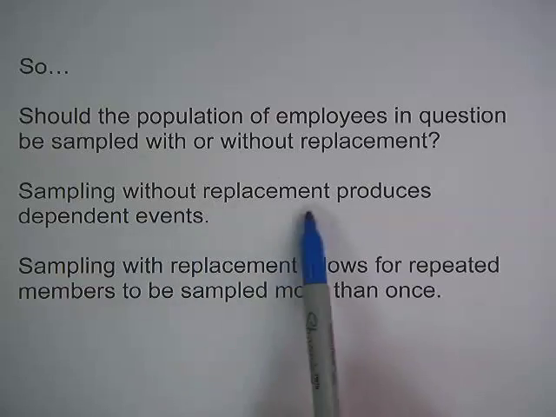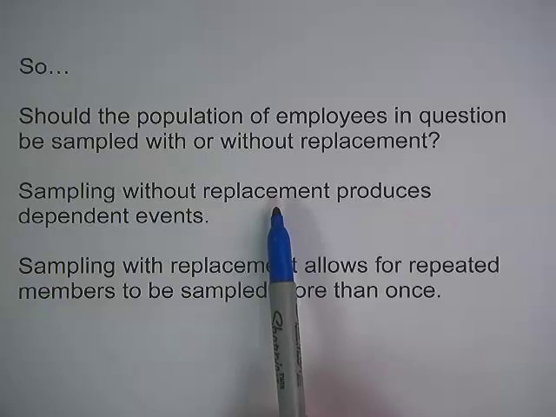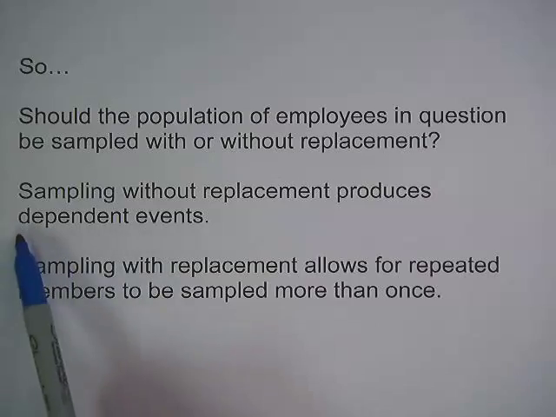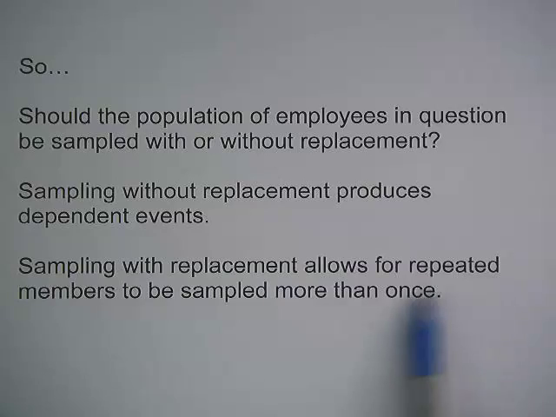Sampling without replacement produces dependent events. The good thing about sampling without replacement is that you're not going to get those repeated measurements. The bad thing is that we're dealing with dependent events. Sampling with replacement allows for members to be sampled more than once. So when we're dealing with replacement, the issue is that we might have repeated observations, but the good thing is that we're dealing with independent events. So we do have a little bit of an issue here.